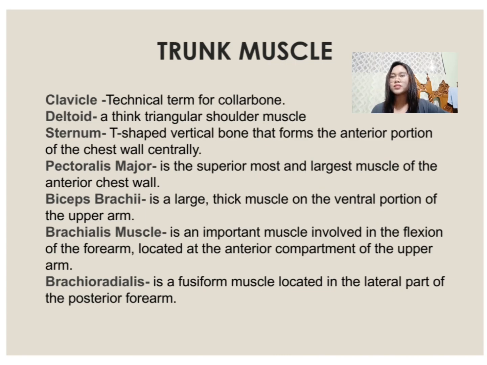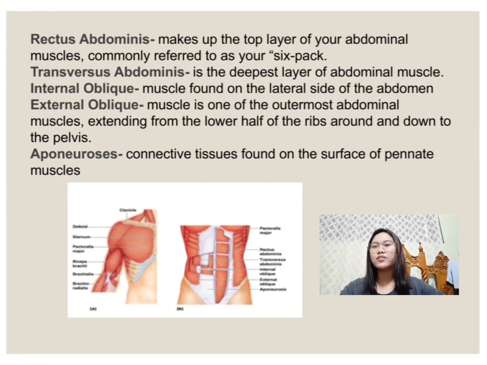Our brachialis muscle is an important muscle that is involved in the flexion of the forearm, located at the anterior compartment of the upper arm. Our brachioradialis is a fusiform muscle located in the lateral part of the posterior forearm. So for the last slide of my topic, it includes the rectus abdominis that makes up the top layer of your abdominal muscles, commonly referred to as your six-pack.